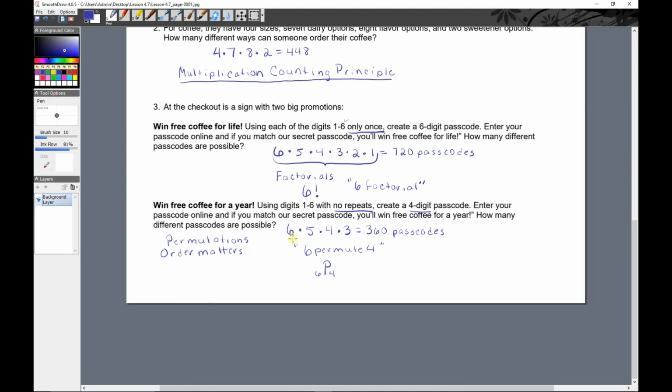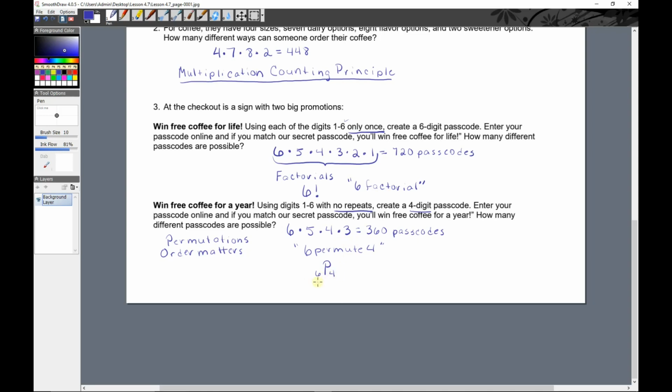If I get the number 2, 3, 4, 5, that's my passcode. That is considered different from 5, 4, 3, 2. That's a completely different passcode, even though the digits are the same, they're just in a different order. So this is how many orderings we can expect to get, which would be 360 different orders of the numbers 1 through 6 picked 4 at a time.